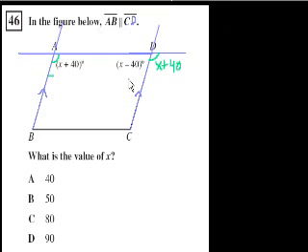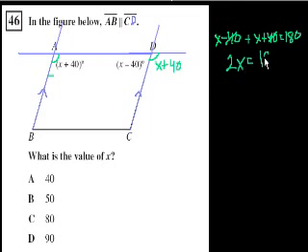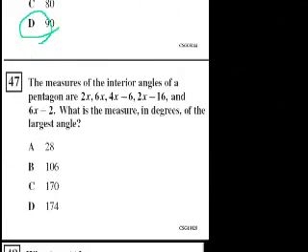So let's figure it out. So x minus 40 plus x plus 40 is equal to 180 because they're supplementary. Let's see, the 40s cancel out, so minus 40 plus 40 adds up to 0. So you're left with 2x is equal to 180. X is equal to 90. So it's D.